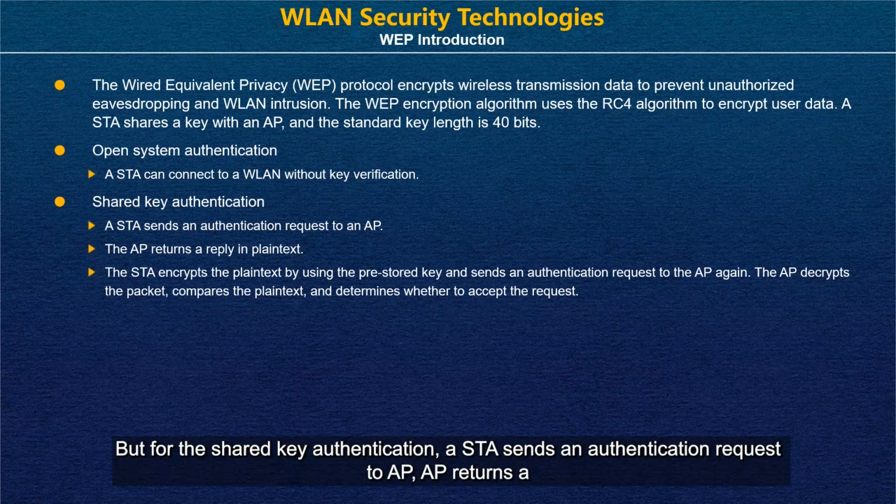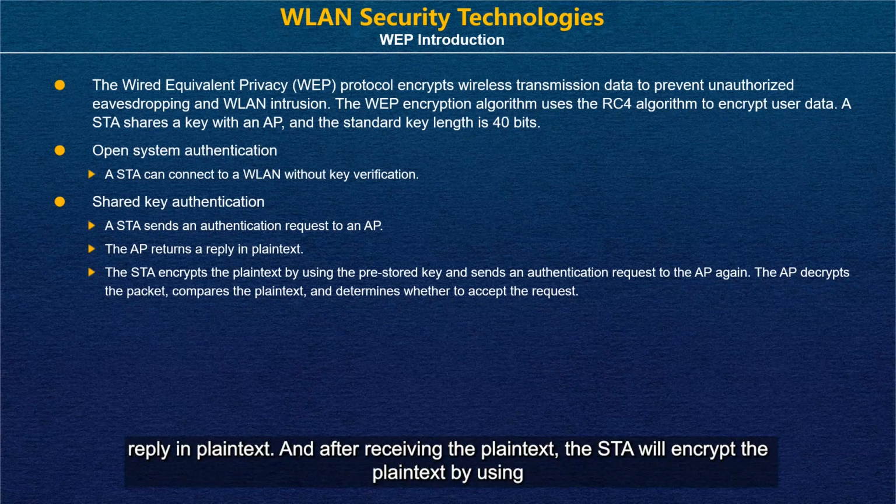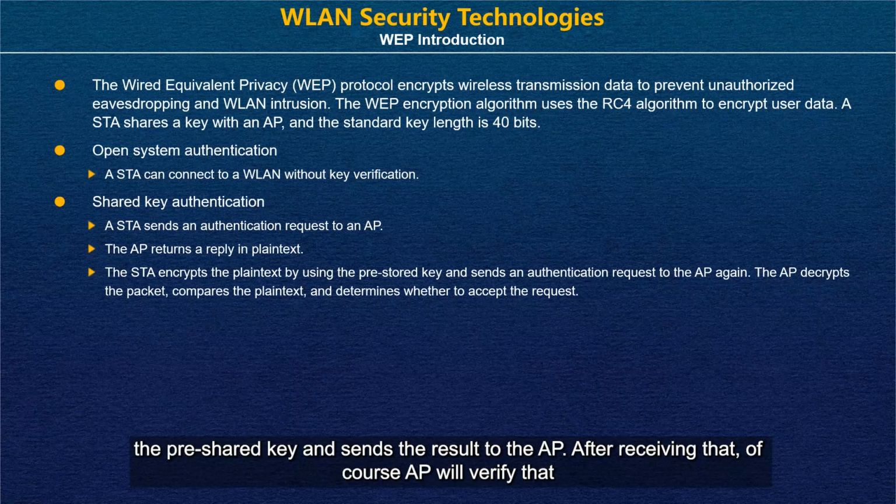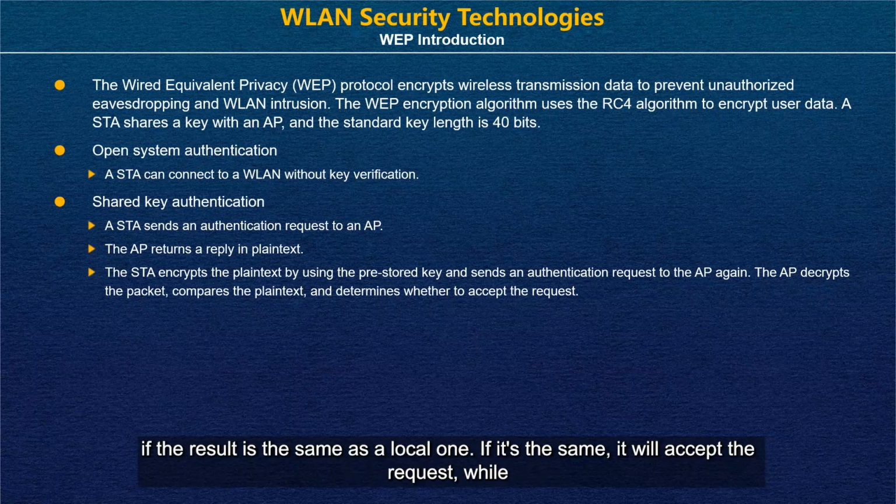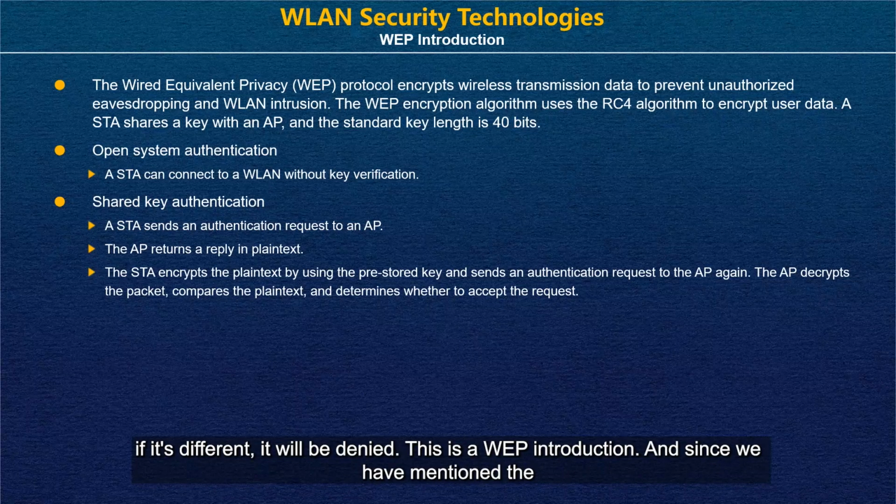But for shared key authentication, an STA sends an authentication request to the AP. The AP returns a reply in plaintext. After receiving the plaintext, the STA will encrypt the plaintext using the pre-shared key and send the result to the AP. After receiving that, of course, the AP will verify whether the result is the same as the local one. If it's the same, it will accept the request. If it's different, it will be denied.